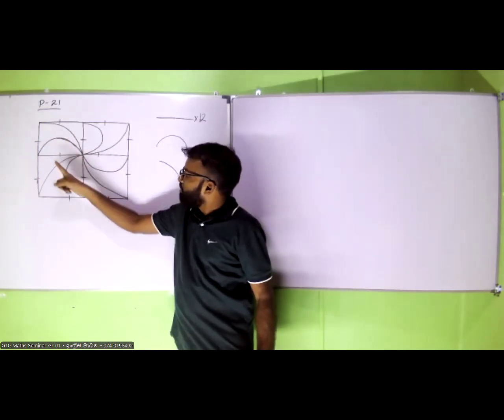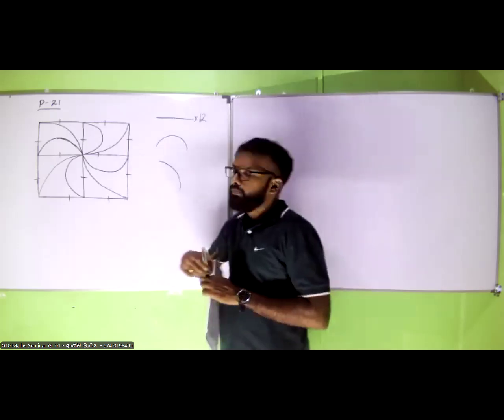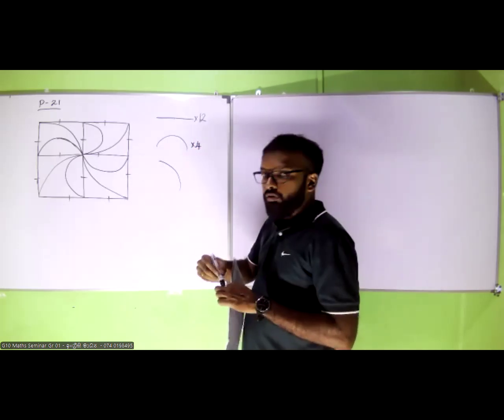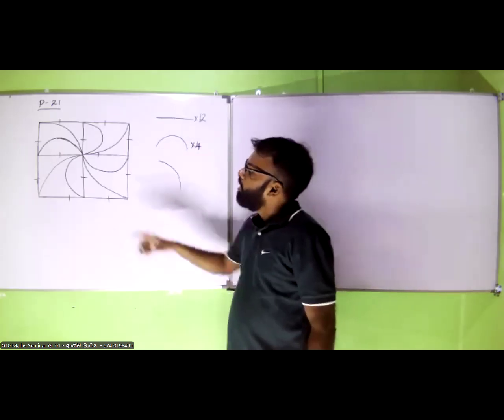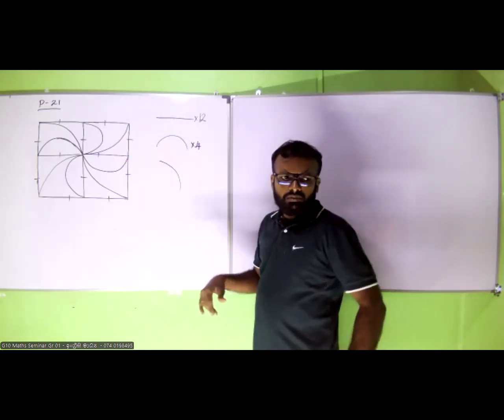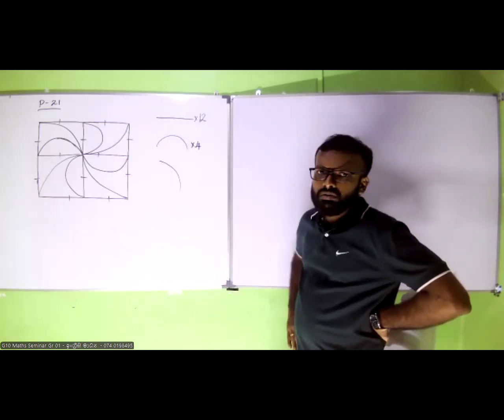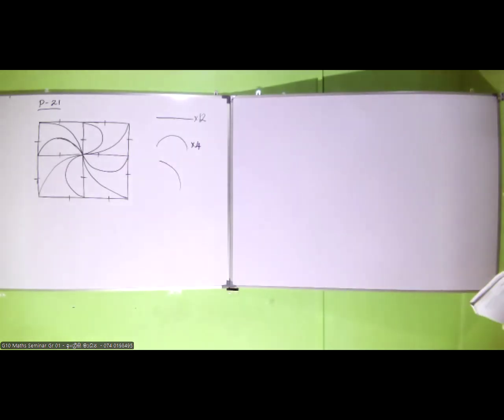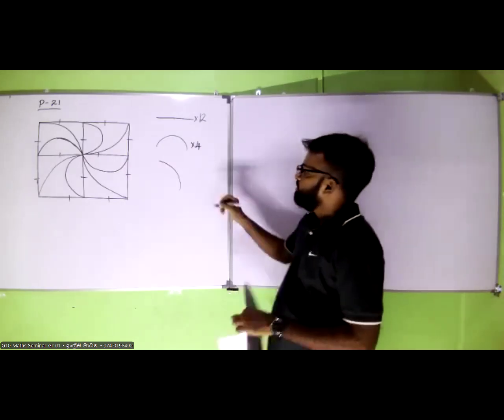Half circles: 1, 2, 3, 4. Four half circles. Quarter of circles? How many quarter of circles are there? Can anyone tell me? 4. 4. Super. Right? 4 quarter of circles.